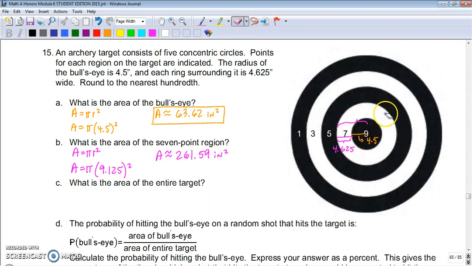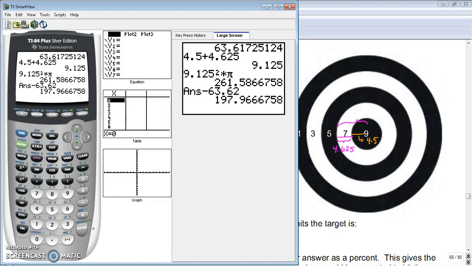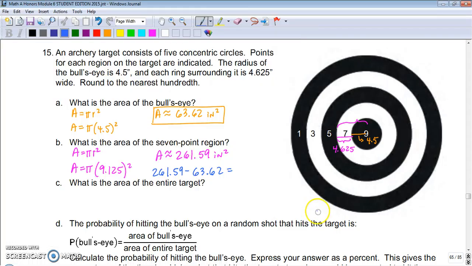But it only wants the 7-point region, which does not actually include the bullseye. So we're going to take the answer that we got in A. We're going to do 261.59 minus 63.62. And so our final answer for question B is 197.97.